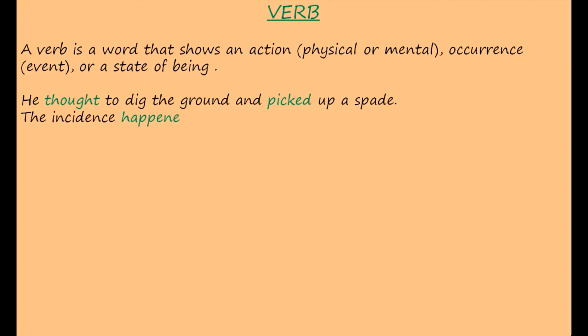Second, the incidents happened yesterday. Third, he is an engineer. So in these three sentences, we find verbs in green color. In the first sentence, he thought to dig the ground and picked up a spade. Thought is a verb here, and this shows mental action.